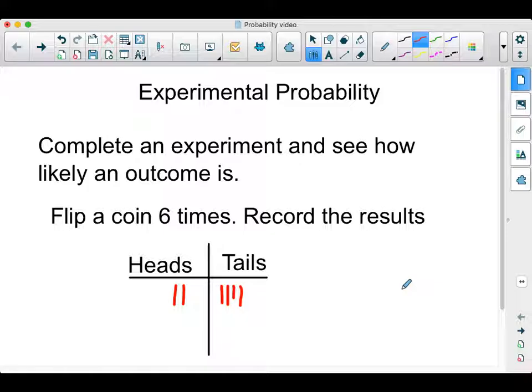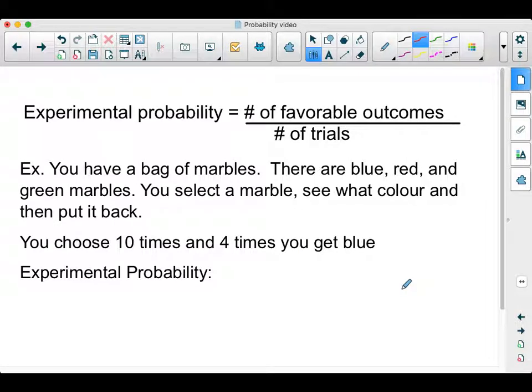I got tails 4 times and heads 2 times. So I would say my experimental probability of getting a tail is 4 out of 6. And for heads, it was only 2 out of 6. I did my experiment. I wrote down my probabilities as a fraction for this one. And that is experimental probability.